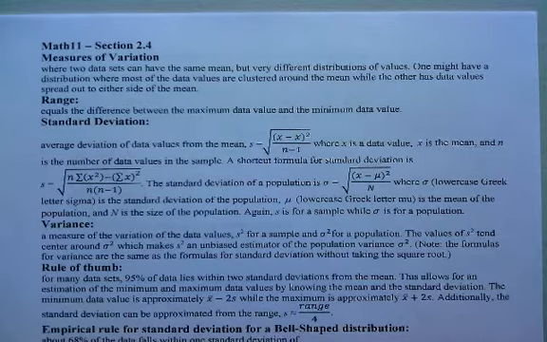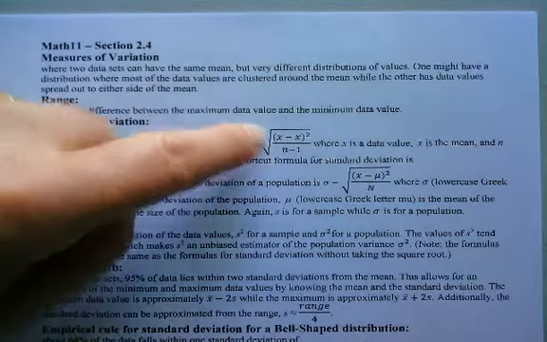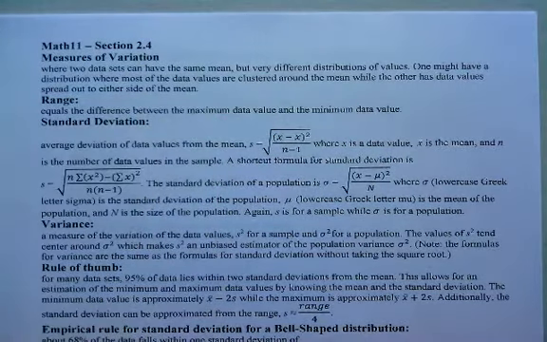Now the variance is basically S squared, or sigma squared for population. So really the variance, which is a measure of the variation of data values, it's the same equation. Just take away the square root part and you've got the variance.